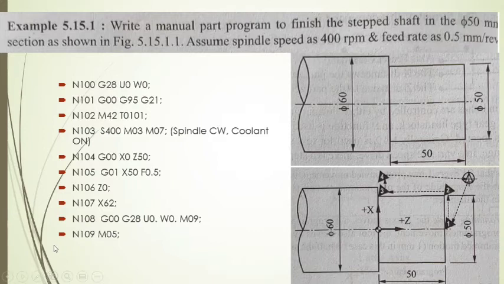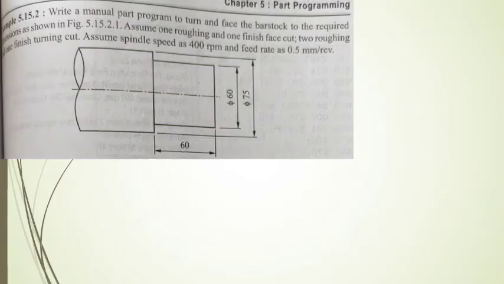So M05 is used for stopping the spindle rotation, and M30 is used for stopping the program and resetting to the first line of the program, so that one can manufacture another part with the same program. So this is how one can write a part program for CNC finishing operation. Earlier numerical was having part program for finishing operation.